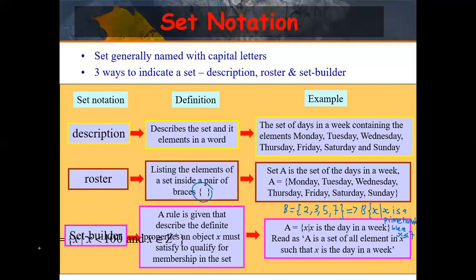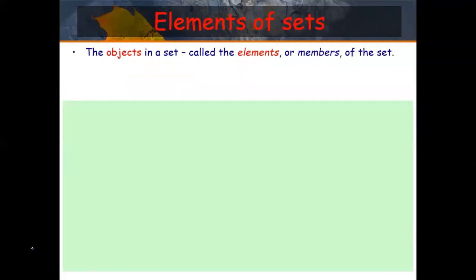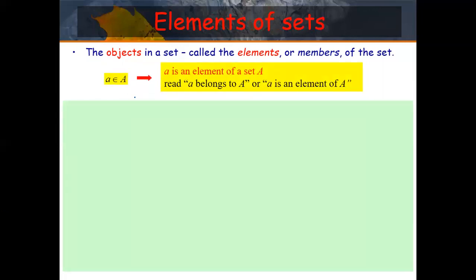Okay, all right, so let's see the element of a set. The objects in a set, we call them elements. Usually we say elements of the set. So how to write it? This is the element A, which is in set A. How do we read it? Element A is in set A. A is an element of set A, or we read it as A belongs to A, or A is an element of A.